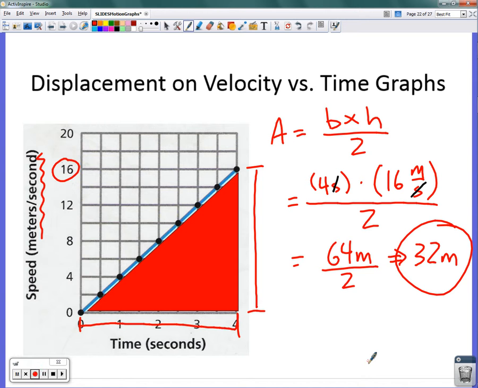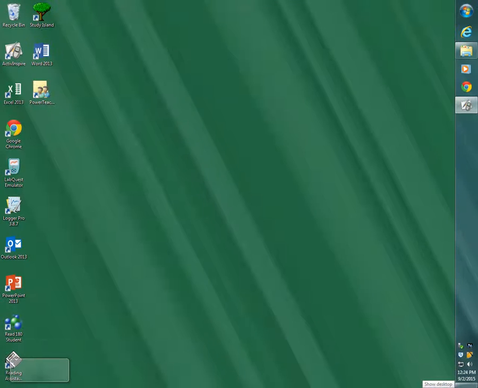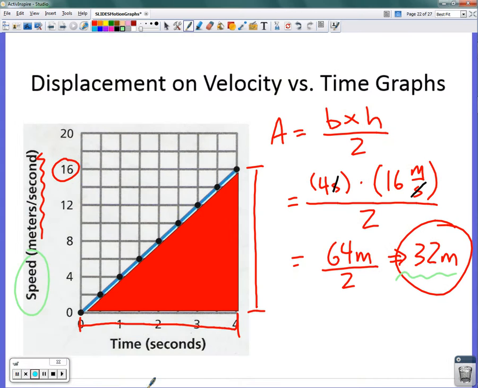Notice, it's a meters number. It's a distance. This graph, we said, because it's a speed graph or a velocity graph, tells us what an object is doing, not necessarily where it is. But we can use the information on this graph to figure out how far that object went in the time that it was speeding up.